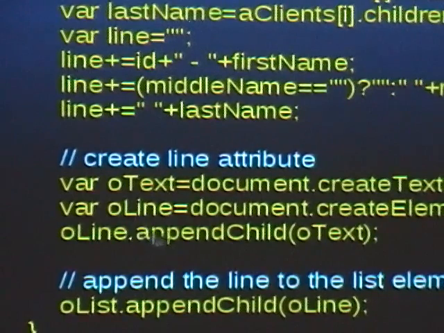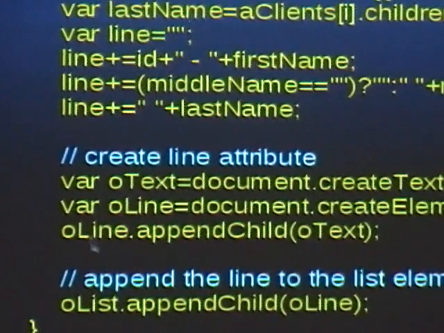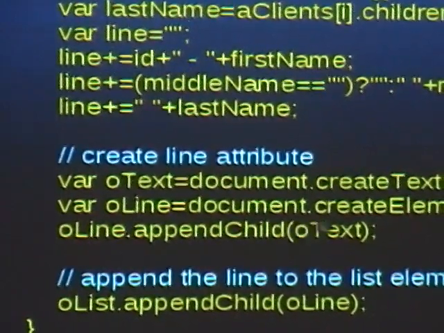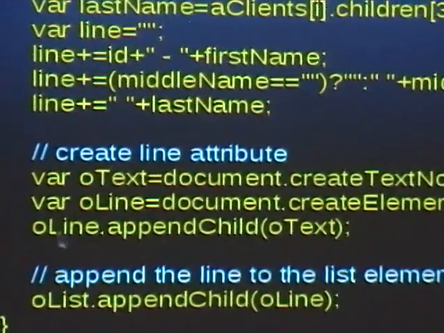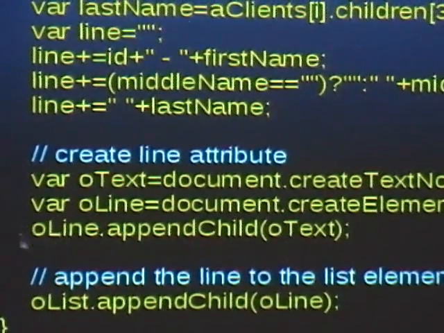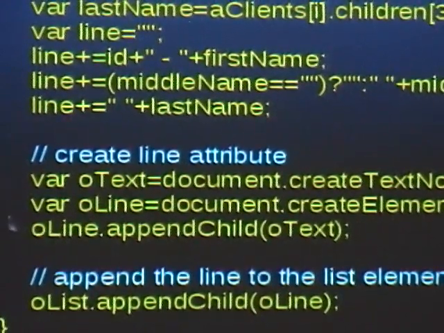Okay. Then what I do is I take that line and I append it to the child of the, I should say list here. No, I take that back. I append the text to the line. So you've got the LI, and then you have the content of the LI. So here's the content, and there's the LI, and then I append the content to the line. Okay.